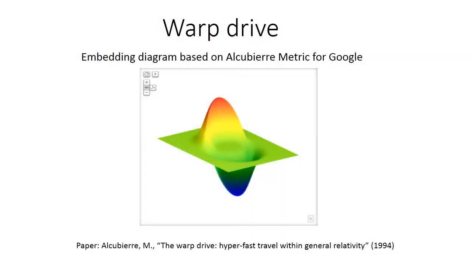Hello, welcome to this little tutorial about the warp drive. What I'd like to show you here is how to create an embedding diagram based on the Alcubierre metric and how to put that into Google. So in 1994, Mr. Alcubierre was the first one who actually calculated a warp bubble for a warp drive, and let's see how he did that.